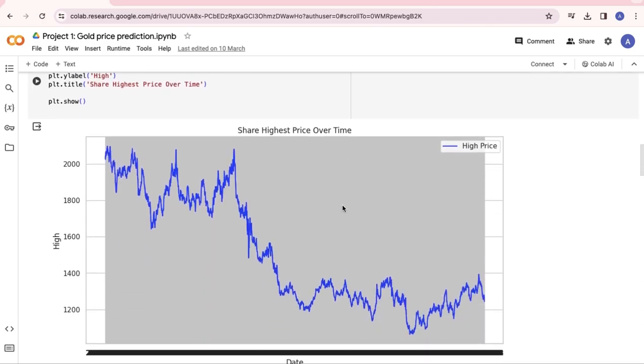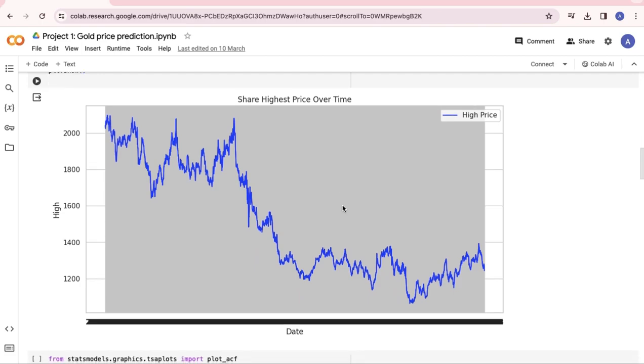Here I have plotted the dataset over the date period. So we can see that the price of gold generally is tending to decrease as time goes on.